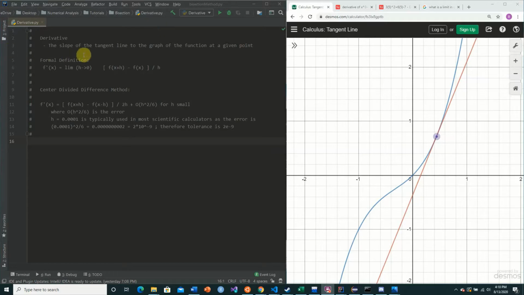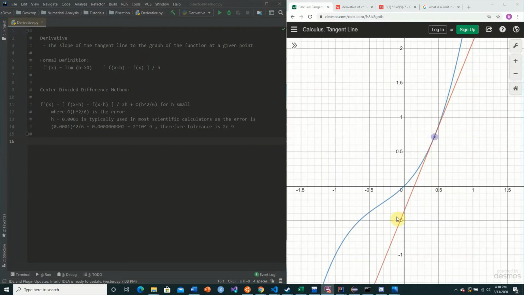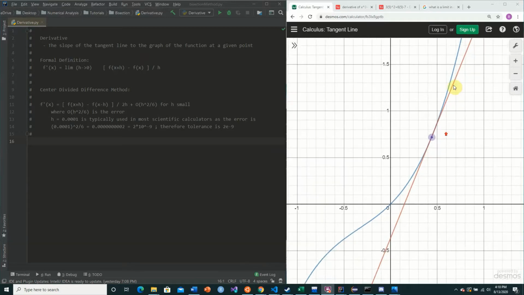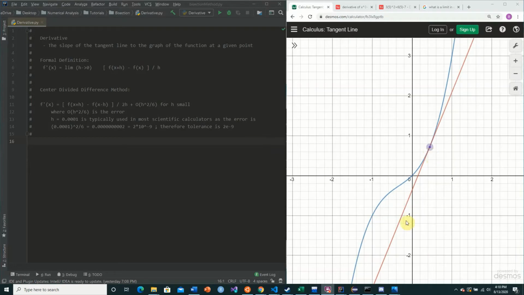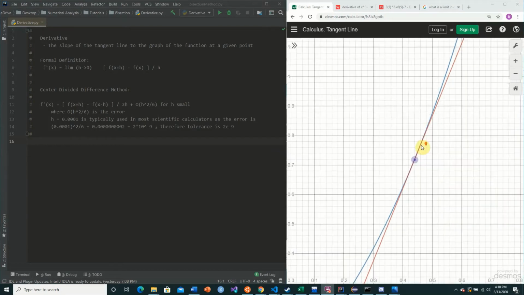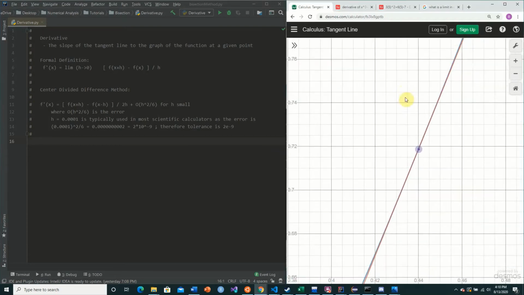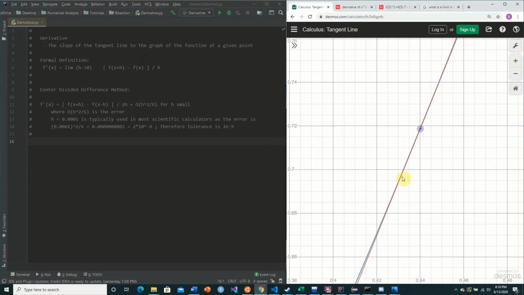A derivative is simply the slope of the tangent line to the graph of a function at a given point. Here we have our function in blue on the graph, and the tangent line is a straight line whose slope is equal to the slope of our blue graph at this given point. We can see that our tangent line does not approximate our graph at all. However, if we were to zoom in and scale this down, our tangent line closely approximates our original line.